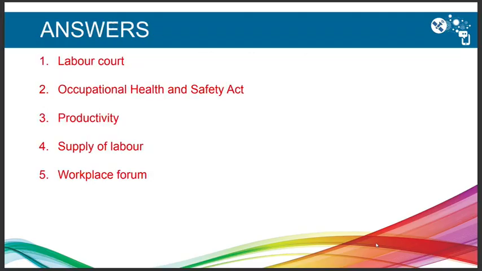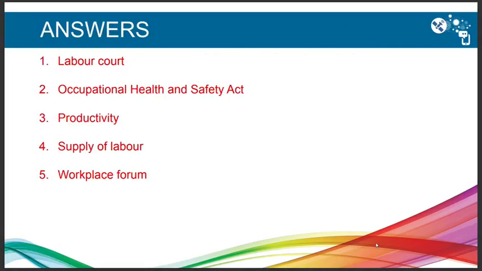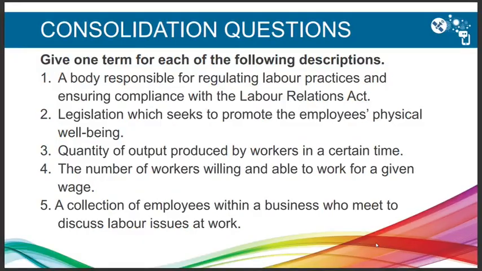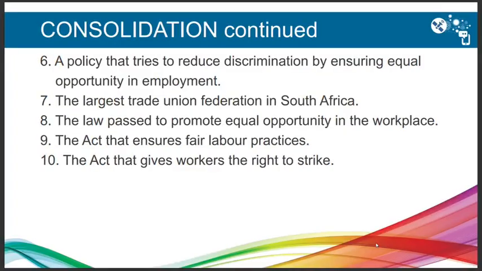Number one, the body that makes sure that the Labour Relations Act is adhered to is obviously your Labour Court. Your Occupational Health and Safety Act looks after the physical well-being of your workers. And then number three, the quantity of output that workers produce, that is the productivity. And your supply of labour for number four, being the number of workers that are willing and able to work. And then your last point is the workplace forum. This is when workers get together to discuss any labour issues.